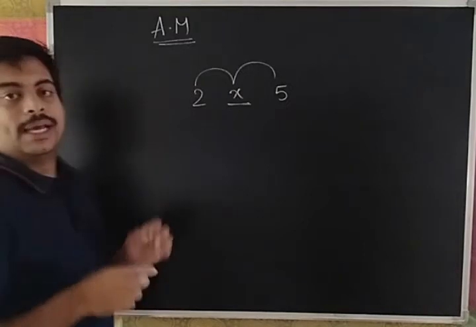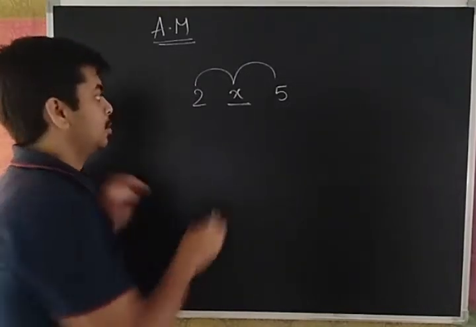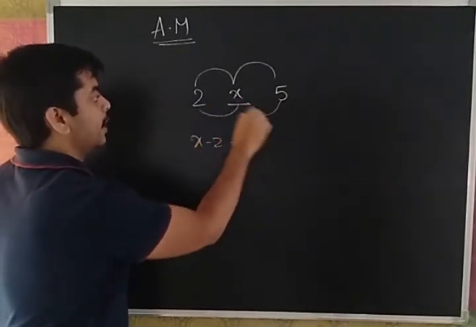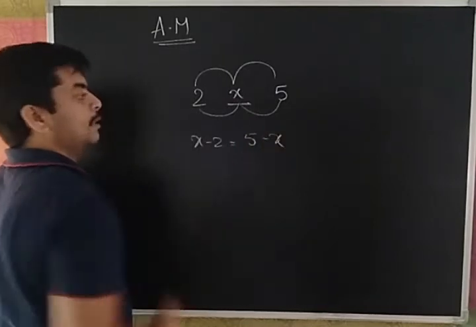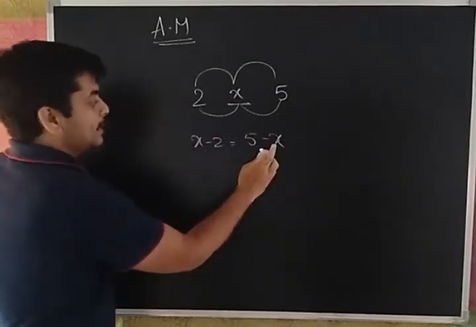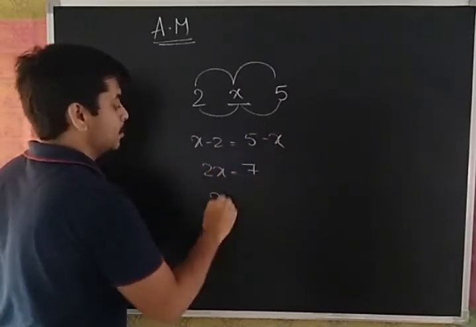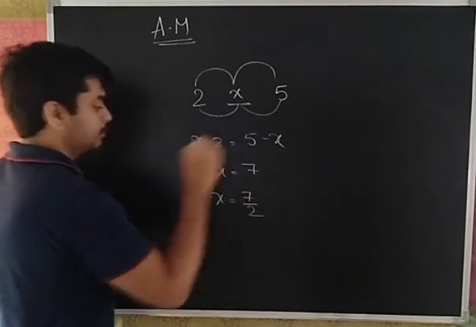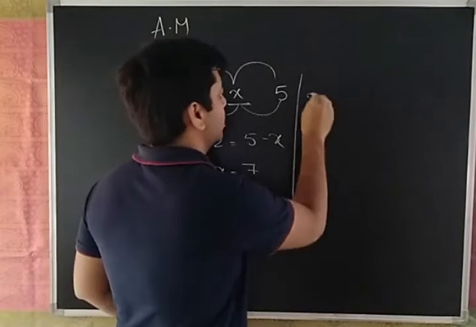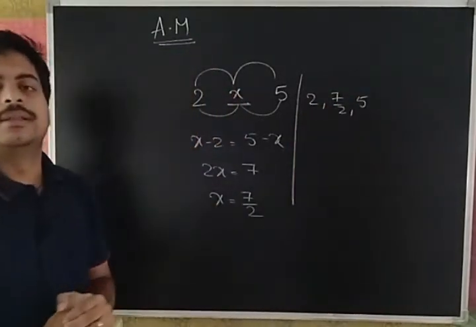And we know in arithmetic progression the common difference should be same. So what is x minus 2? The common difference is x minus 2 should be equal to 5 minus x. Yes or no? I am equating the common difference. So bring this x here, x plus x is 2x, it is equal to 5 plus 2, that is 7, so x is equal to 7 by 2. So if we insert 7 by 2 here, 2 comma 7 by 2 comma 5, this should form an AP.